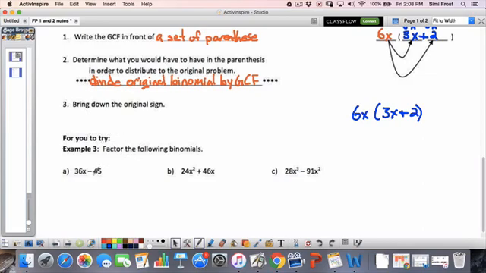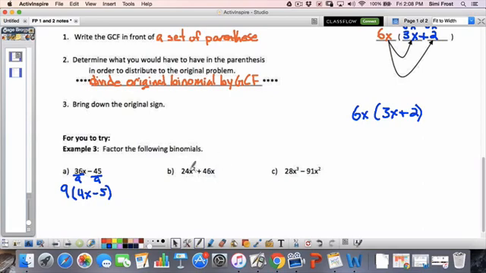All right, so I'm going to pull out a GCF. The biggest number that goes into both of these is 9. I do not have an x on both of them, so that means that I can't pull out an x. And then I'm going to divide both of these by 9. 9 goes into 36 4 times, and 9 goes into negative 45, negative 5 times. There we go, that one's factored.